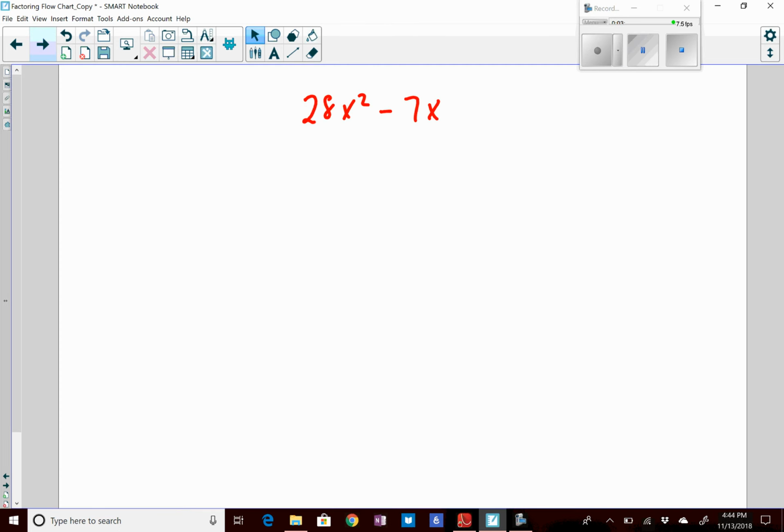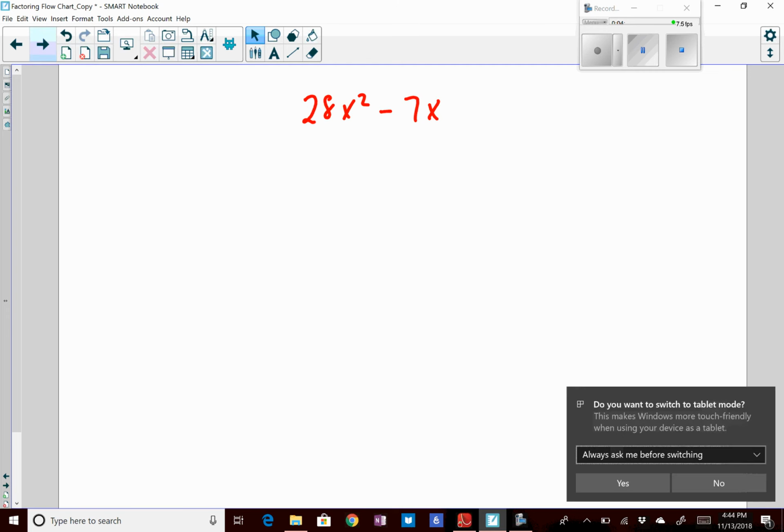If we take a look at this first one, we see that we have 2 terms. And again, at the top of the flow chart, it wants us to take out a GCF if possible. So the greatest common factor here, if we look at the numbers 28 and 7, would be 7, because 7 goes into 28 and also into 7.